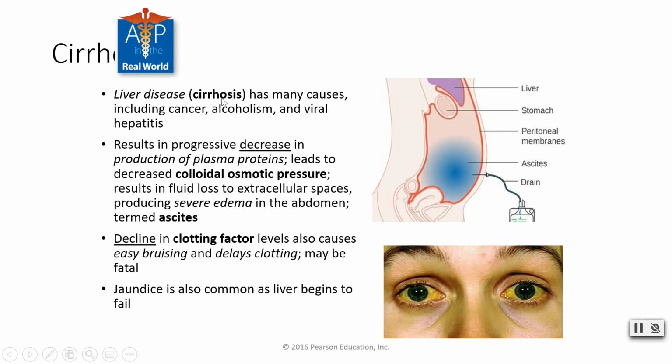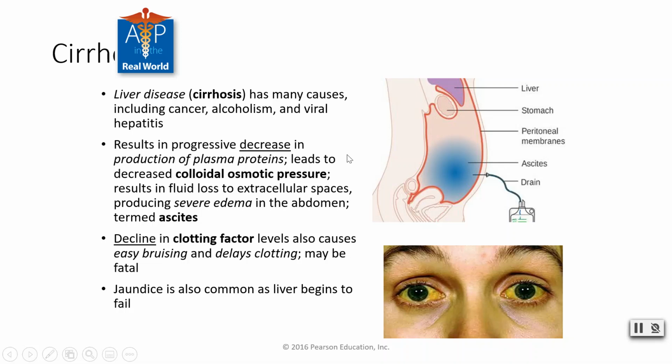Cirrhosis. All right, so cirrhosis. Many people have heard of cirrhosis, but maybe not necessarily understand what's going on. So let's talk real quick. Cirrhosis is a liver disease. Okay. Several different things can cause cirrhosis. Most people associate alcoholism with cirrhosis, and that is one cause, but cancer can cause cirrhosis. Certain types of viral hepatitis can also cause cirrhosis, so we can't just jump to conclusions.